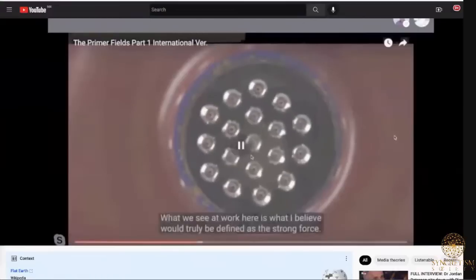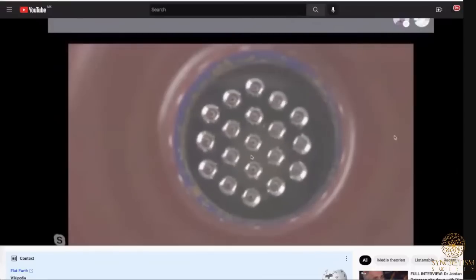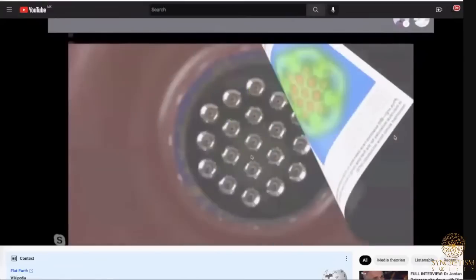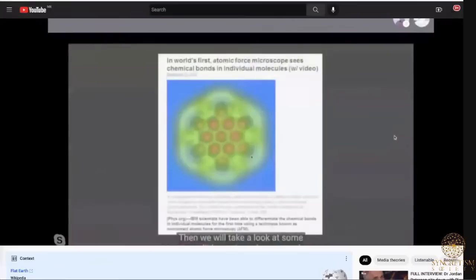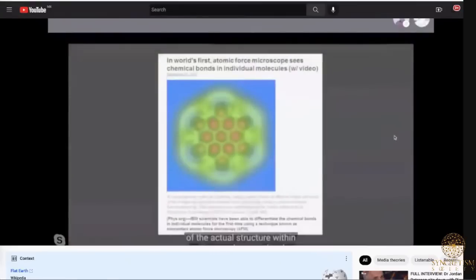This is the one. Okay, the strong force. Then we will take a look at some incredible cutting-edge research from scientists at IBM. This is an atomic force microscope image of the actual structure within a nanographene molecule.